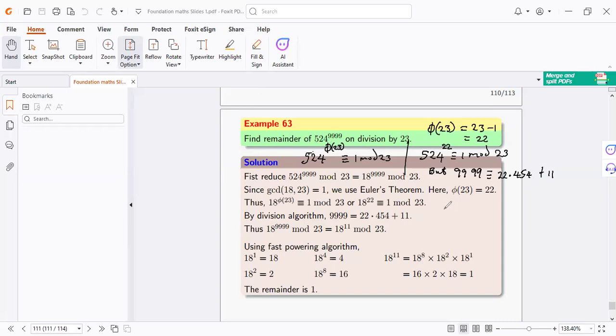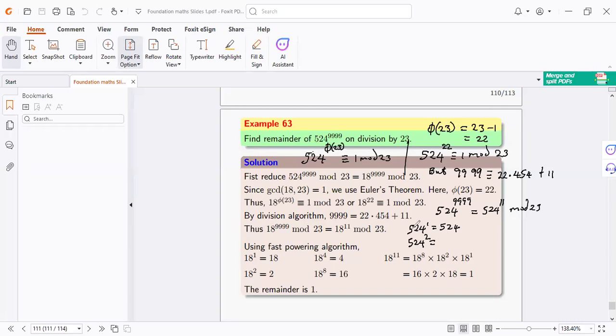So therefore, 524 raised to that 994 times is the same as 524 raised to the remainder 11 mod 23. At this point, I would use the first powering algorithm and find 524 raised to 1, which is just 524.